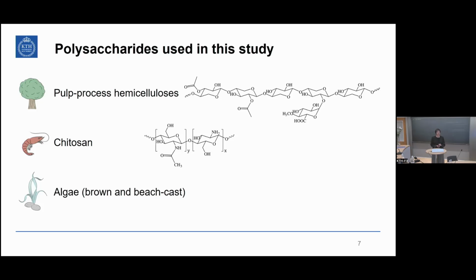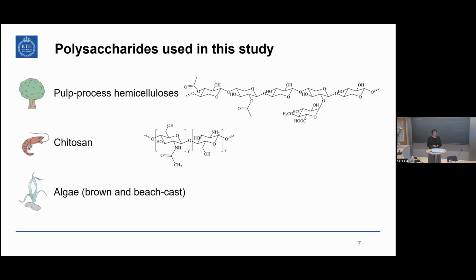And the last are algae. It's a group of different polymers inside the plant. So we used microalgae, and in this case we used the whole plant. So we did not fractionate the plant to extract one specific polysaccharide, but we used algae as a polysaccharide-rich resource, also containing other polymers. And we used brown algae and beach cast algae.